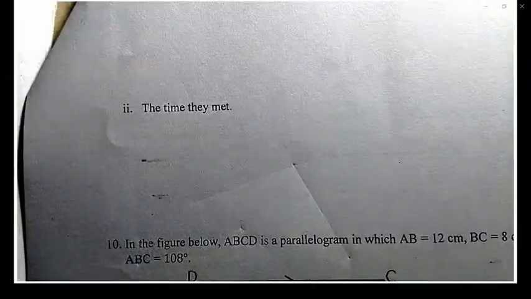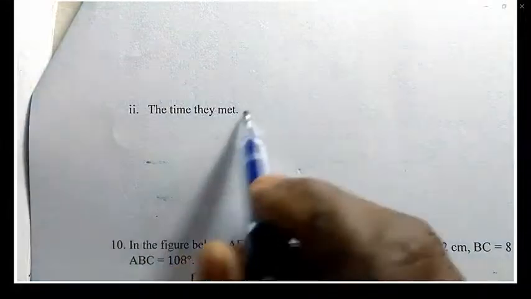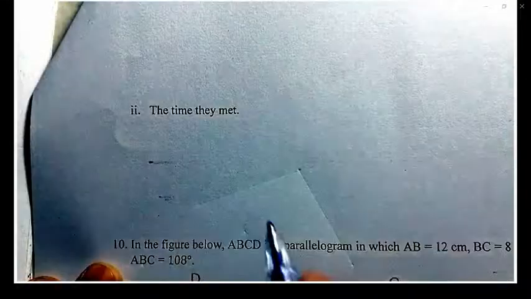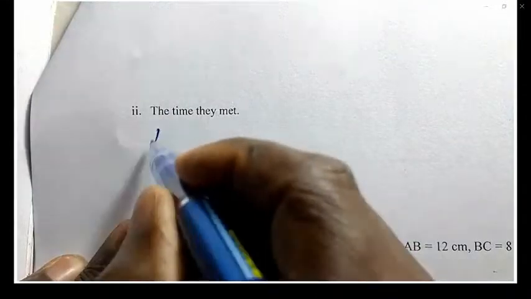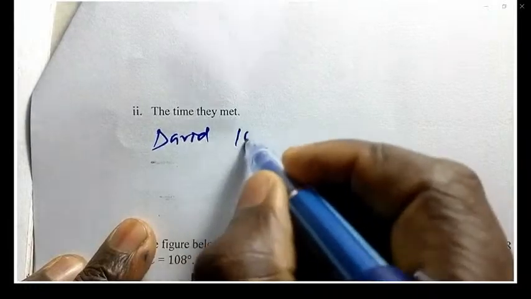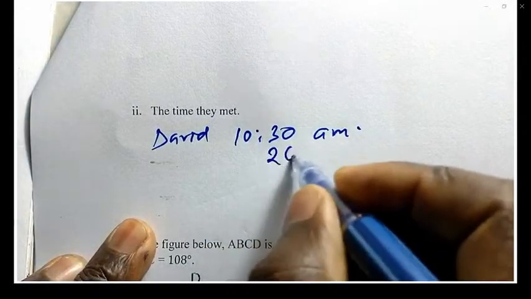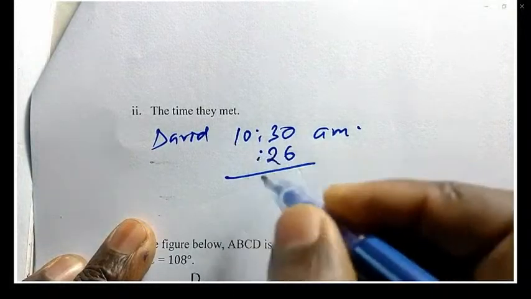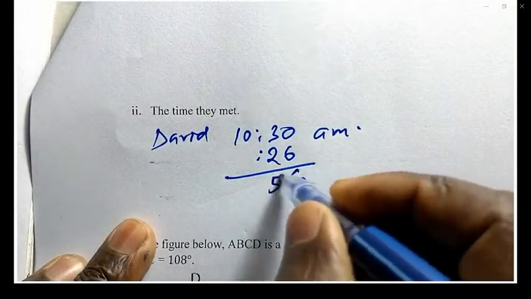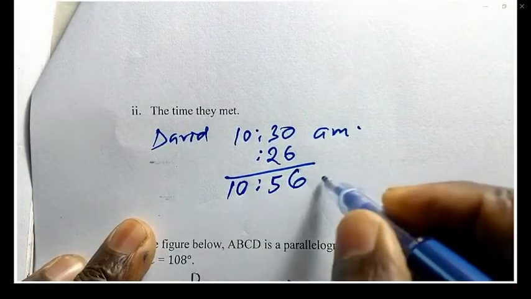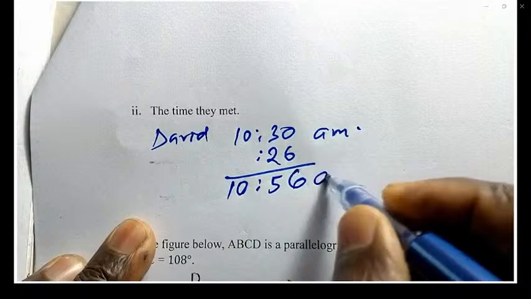Time of the day when they meet, tunatumia ile ya mwenye alianza late. So David alianza 10:30 am. Kwa hivyo tukiongezea 26 minutes yenye alispend kumeet, watakuwa wamemeet saa 10:56 am.